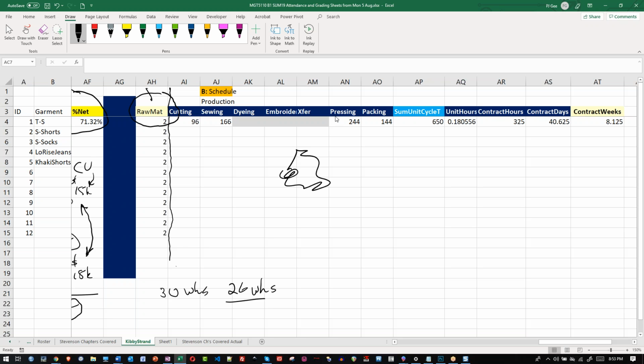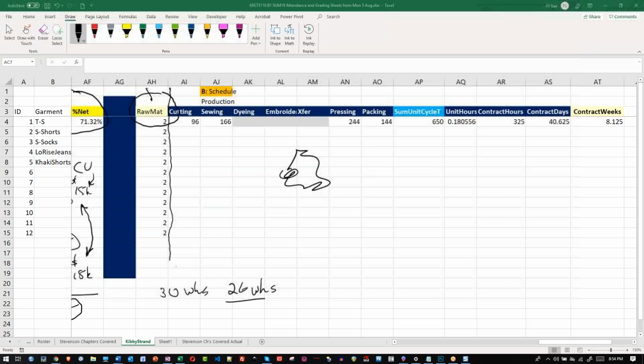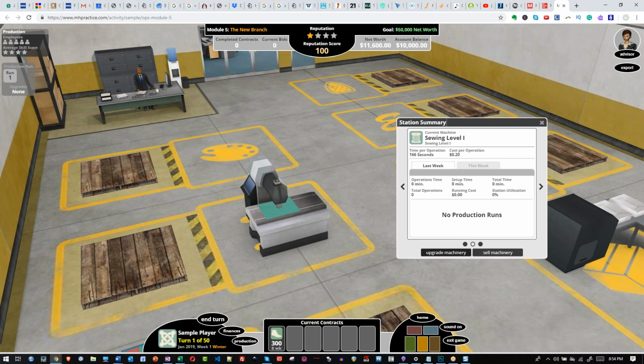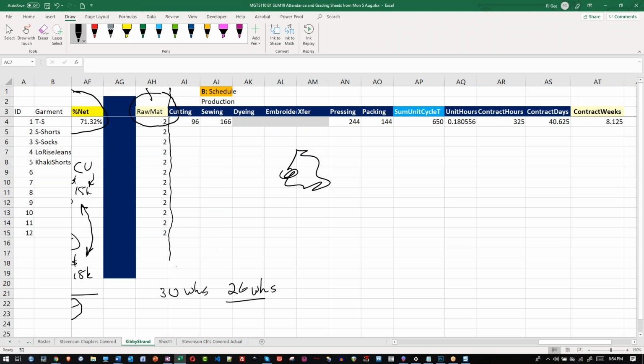So in your document, this would be a good time to go to the production floor. For each of the processes, I'm putting in the cycle time. So you'd come down here and look at the cutter. The cutter is the first process. It tells us here times per operation, 96 seconds. For every process that is used for a garment, you put in the time. We're just collecting primitive information.